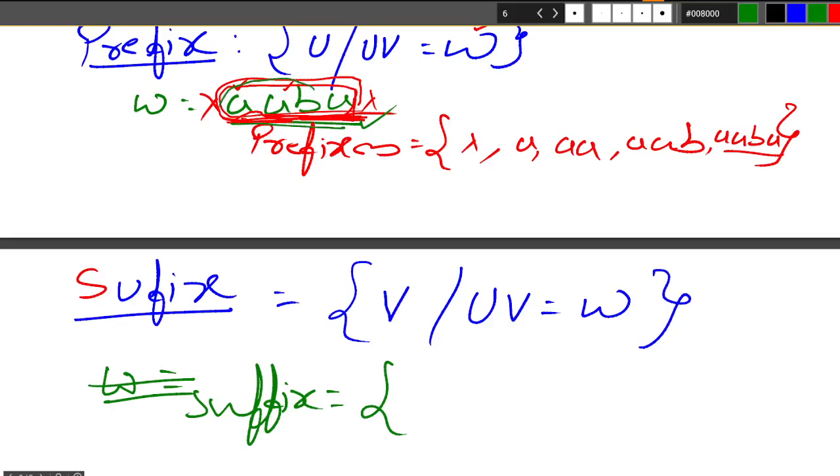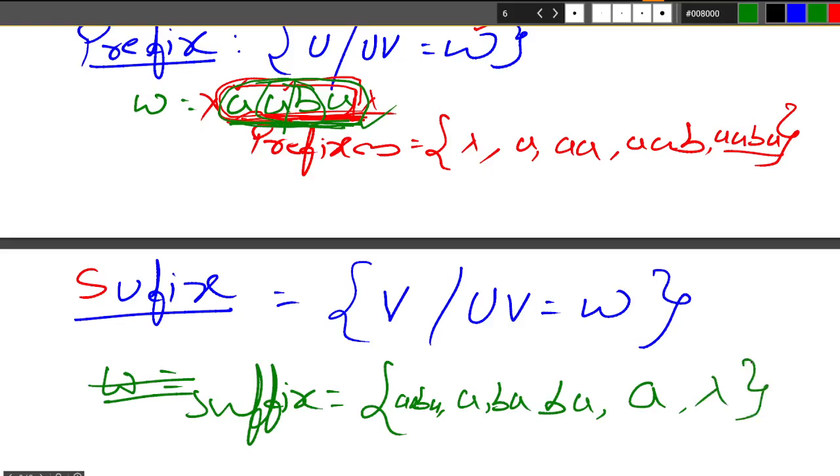If AAB is there, then a possible suffix is A. Then BA is a possibility. Then ABA is a possibility. And then the whole thing AABA is a possibility, right? And then lambda is a possibility. This was the story of suffix, right?